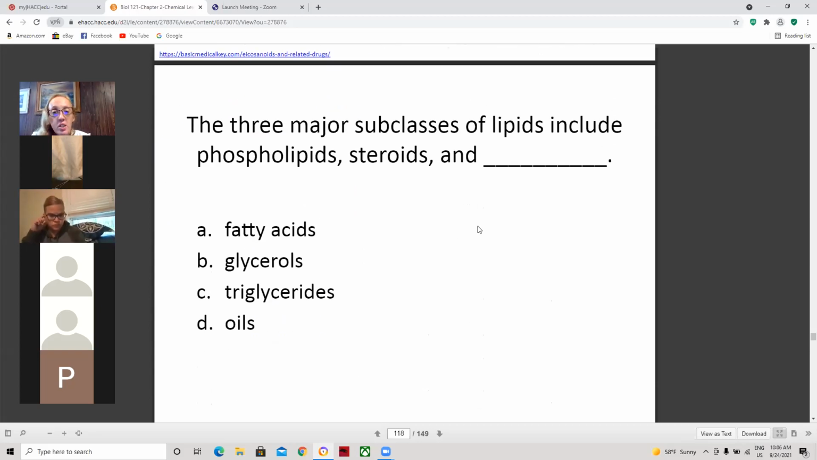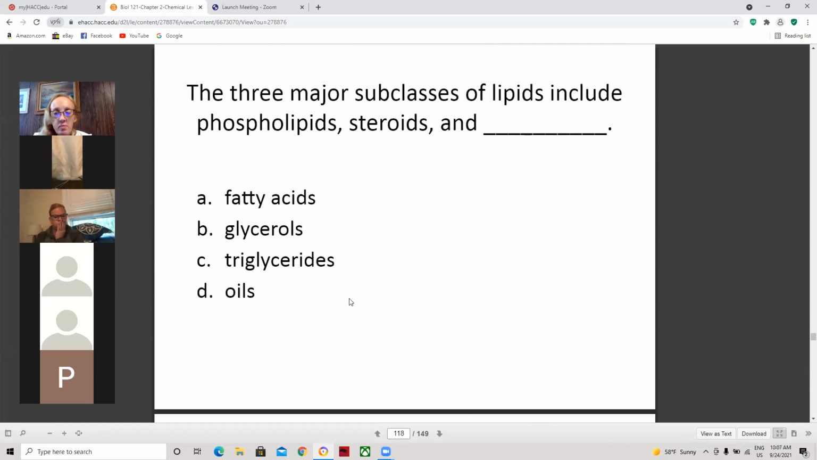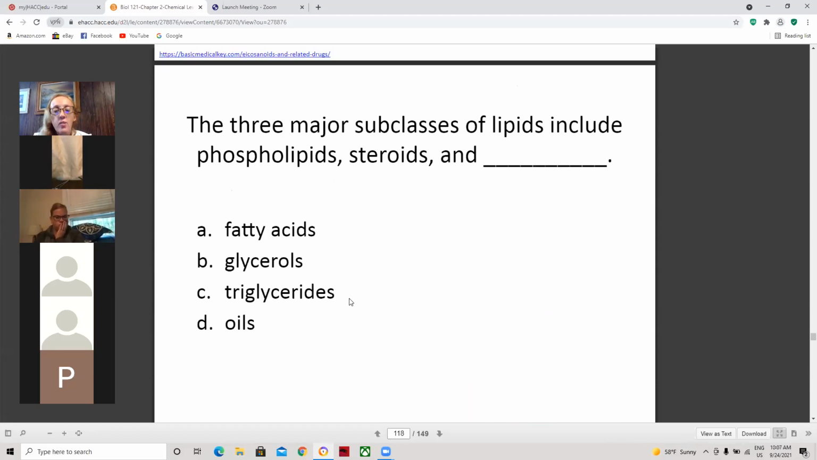So the 3 major subclasses of lipids include phospholipids, steroids, and what? Triglycerides. Right. Any questions before I just keep going forward? Any questions?